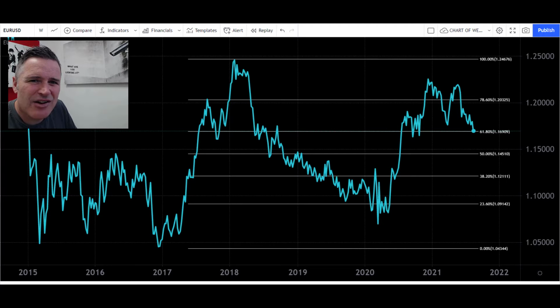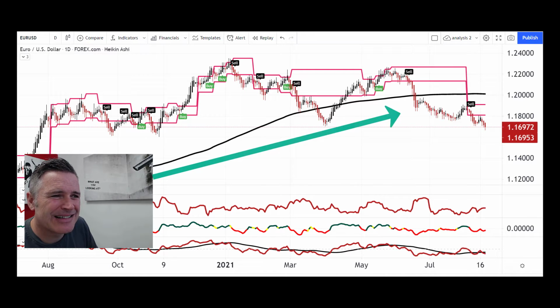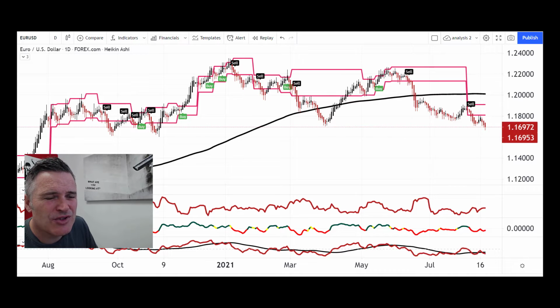So let's dig into the Heikin Ashi chart to unravel a bit more of the micro detail. We've got about a year's worth of price history here on the daily Heikin Ashi, and over that time the trend, that black 200 moving average, has been up, but from July of this year the price dipped below that and started to trend downwards.